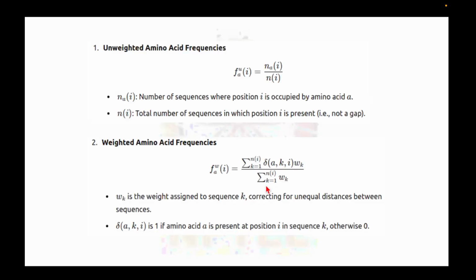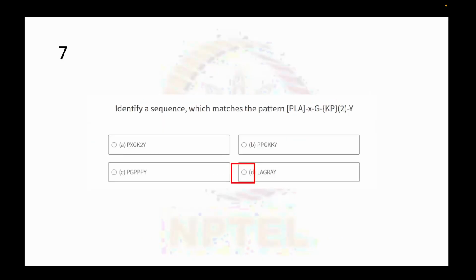In the last class, I just missed this concept of frequencies of amino acids that is calculated. So we have two types of frequencies of amino acids that are calculated. Okay, I'll do it again.